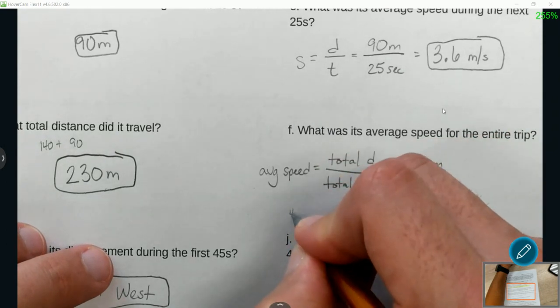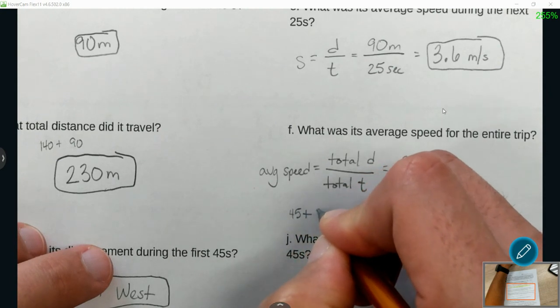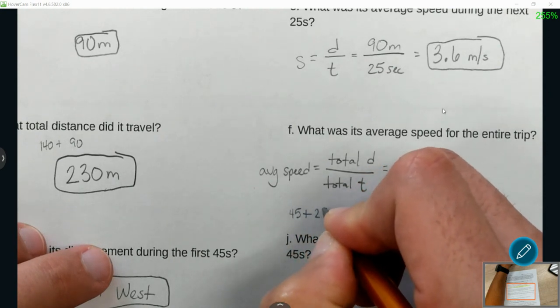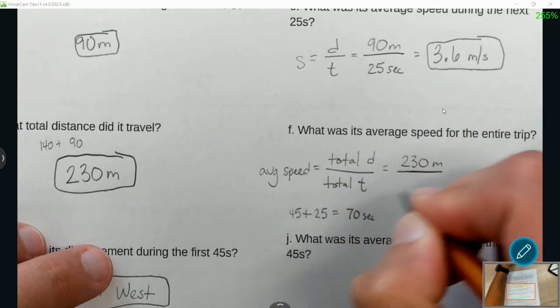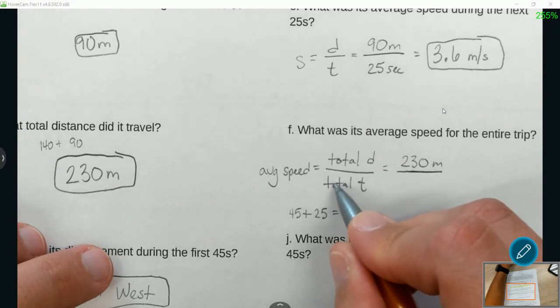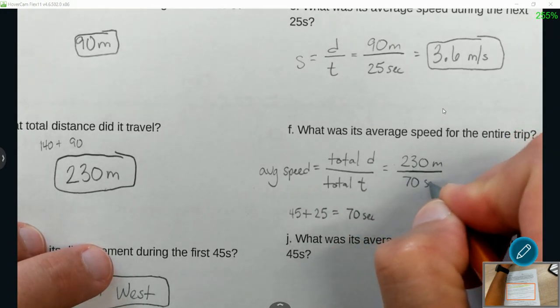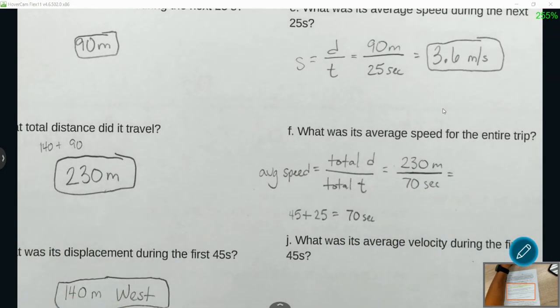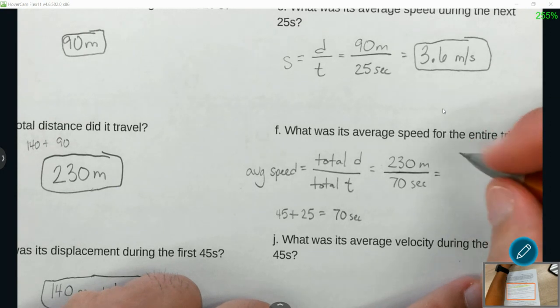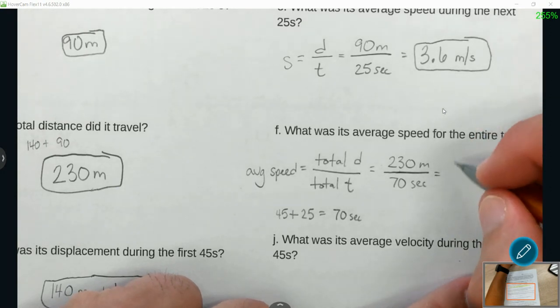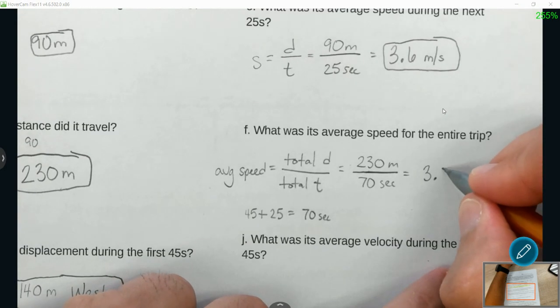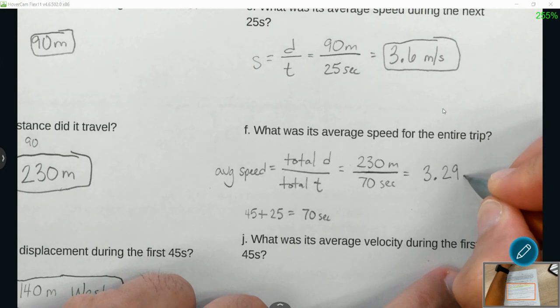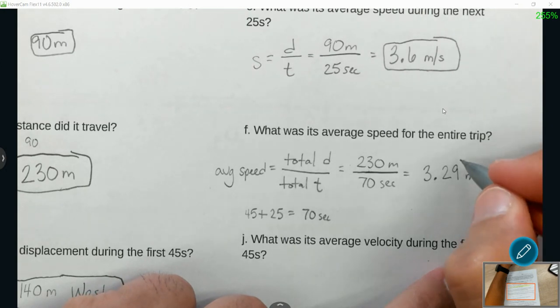Well, you moved 45 seconds, and what was the other one? 25. So when we add those together, we get a total of 70 seconds. So the 70 seconds is our total time, so the 70 seconds has to go here. If we throw that into the calculator, that comes out to be like 3.287 or something like that, and change. If we round it to 2 decimals, it should come out to be 3.29 meters per second.